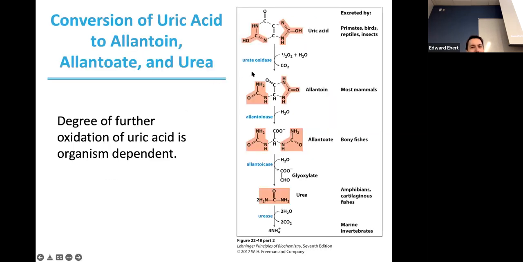There is an interesting aspect of this though, because let's move this over here. Let's do this down here. Yeah, that'll work. So our uric acid, we can convert that into allantoin, allantoate, or urea, and so forth. That just depends on the organism. Our primates, we leave it at uric acid, but most mammals will further make allantoin. Bony fishes go to allantoate, and then we get the urea for our amphibians and so on, and then our marine animals can convert it into that. So multiple stages in there. You've sort of seen that before, but this is again breaking down our pyrimidines.